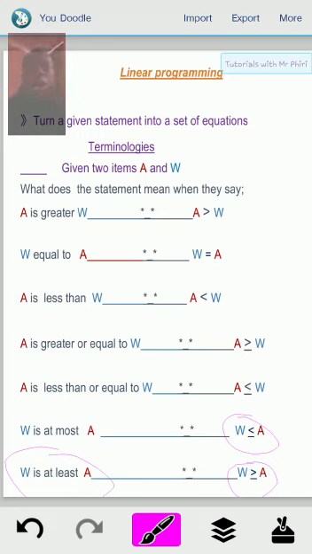So now let's try to look at some statements that we need to convert into equations. Watch out.